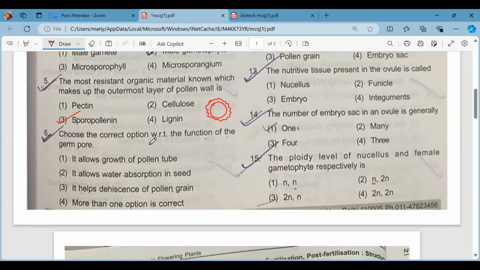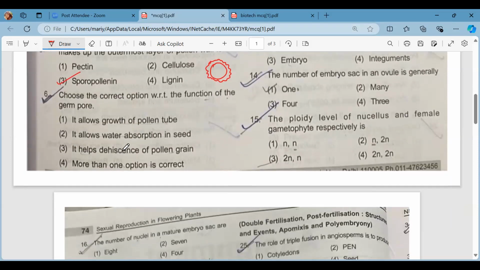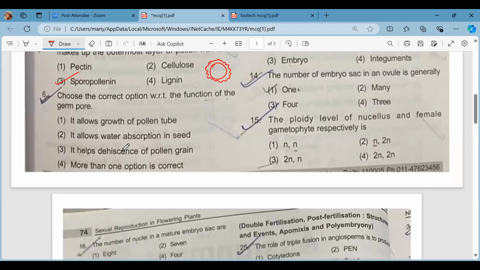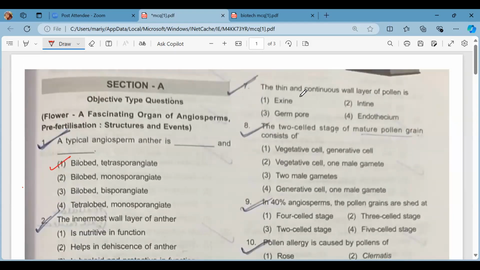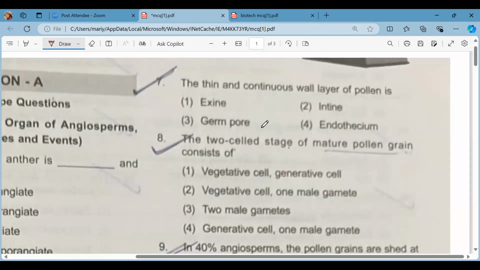All right. Now choose the correct option with respect to the function of germ pore. What is the function of germ pore? You remember? I drew something like this while I was teaching you. It allows the growth of the pollen tube. Correct. Very good. Now moving forward, the thin and continuous wall layer of pollen is called as intine.